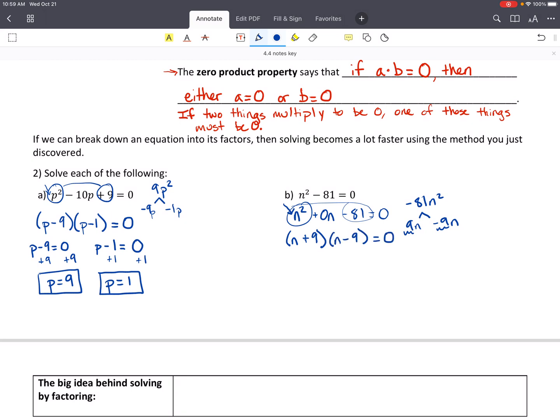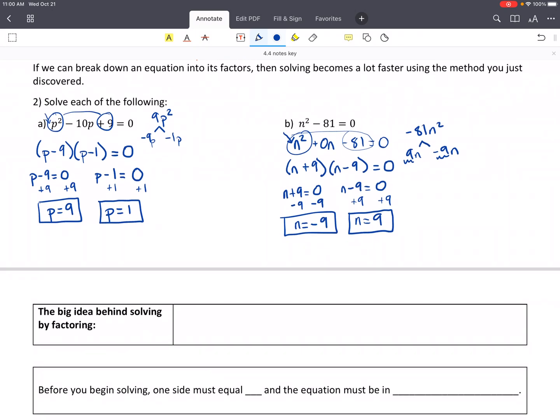Hey, I have two things that multiply to be 0. So the zero product property says that one of those things has to be 0. So I can subtract 9 and I get n equals negative 9 or n equals positive 9. And those are my solutions.